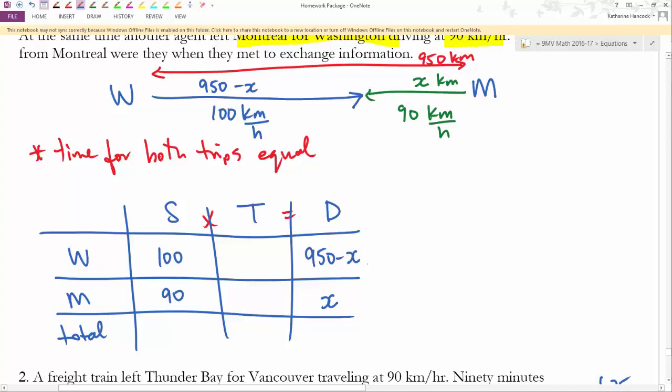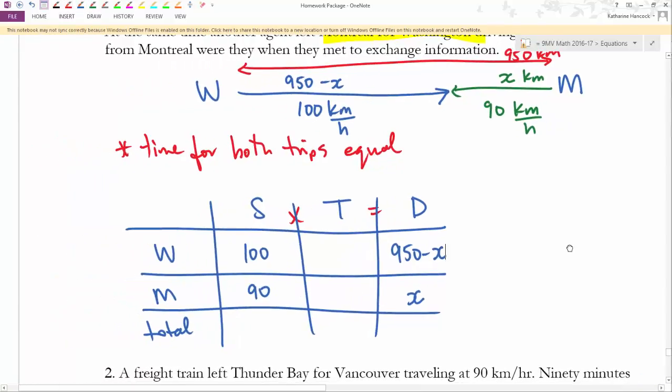Now time. Time's the last thing for us to fill in, and I'm going to write this over at this side. The equation for time: if speed times time equals distance, then time equals distance divided by speed. So distance divided by speed, that means that my time is going to be 950 minus x over 100. And the time for the Montreal spy is going to be x, his distance, over 90.